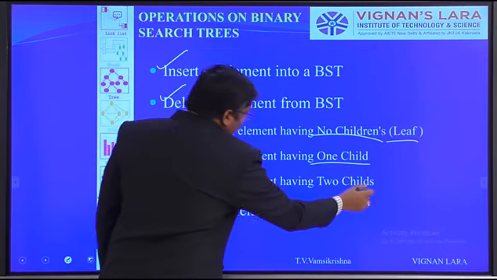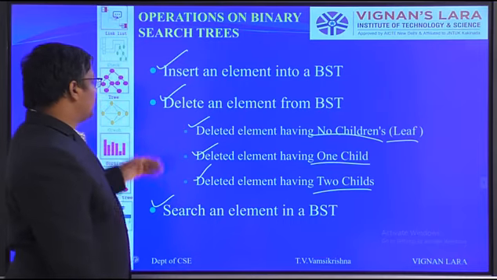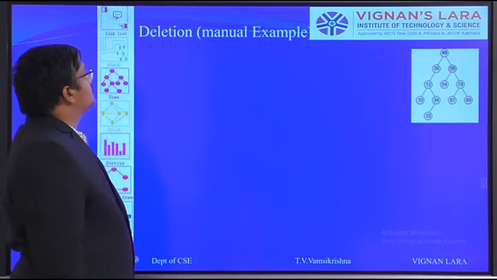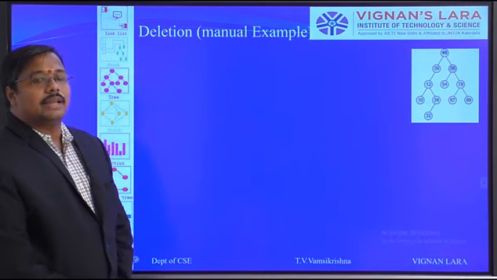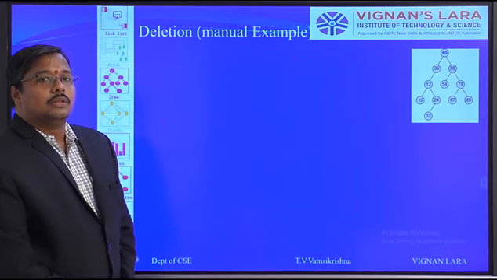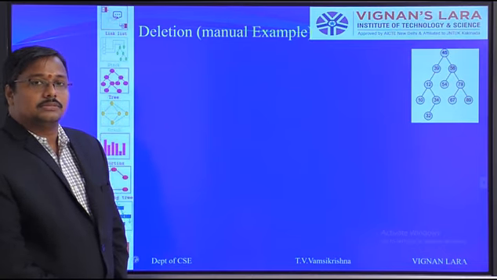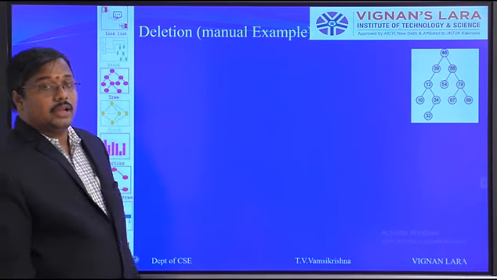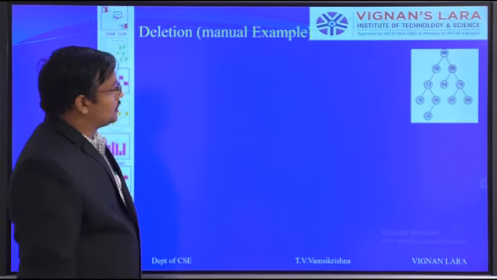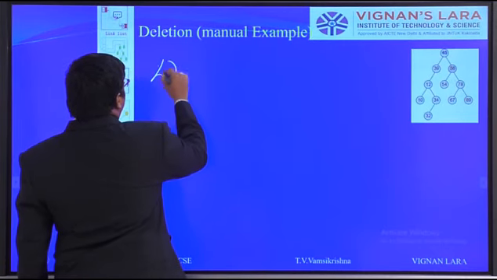Third one, the deleted element having 2 childs. Okay, so we want to see these are all the operations one by one. First, deletion manual example. So we have verified how to perform insert operation by constructing the binary search tree. So we want to see how to perform a deletion operation.